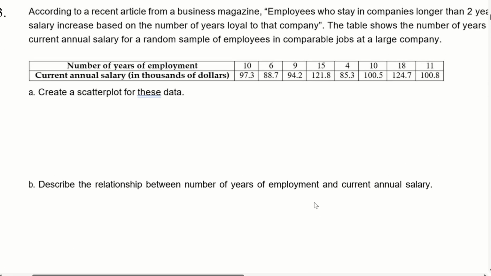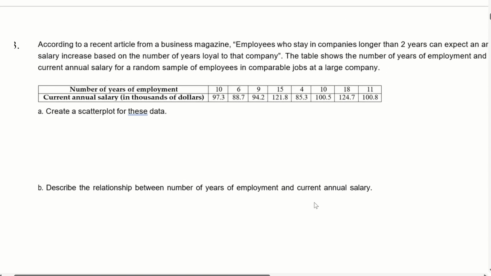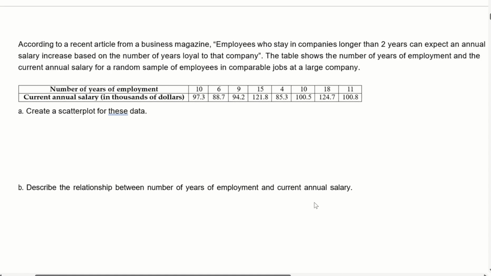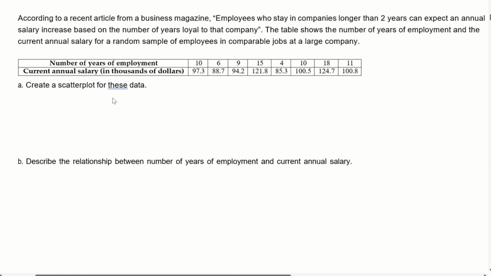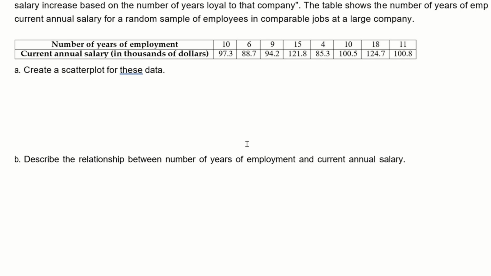So next one, number 3, according to a recent article from a business magazine, employees who stay in companies longer than 2 years can expect an annual salary increase based on the number of years of loyalty to that company. Okay, so we got number of years versus current annual salary. So we want to create a scatter plot. We're just going to make a small scatter plot. So number of years of employment, it looks like the smallest is 4, the largest is 18. So we could potentially go by twos from 4 to 18 for the x-axis. So we'll go ahead and do that.